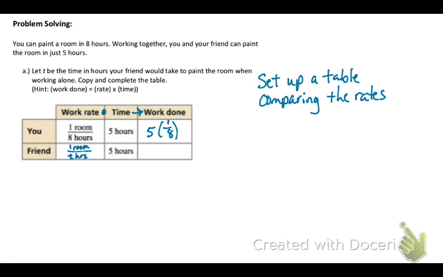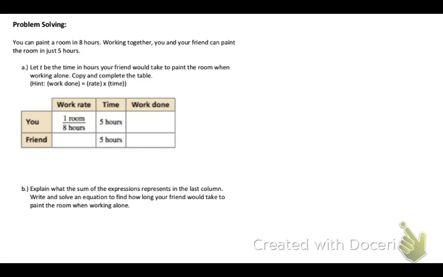Now your friend, you don't know the amount of time that they can take to paint a room on their own. So we have to write that rate as 1 over t. That's what we're looking for. And then the time spent painting together is 5. So for your friend, the amount of work done is 5 times 1 over t. So the work that you get done, 5/8, plus the work that your friend gets done, 5 over t, is equal to 1 room painted. So we use that idea to set up an equation.